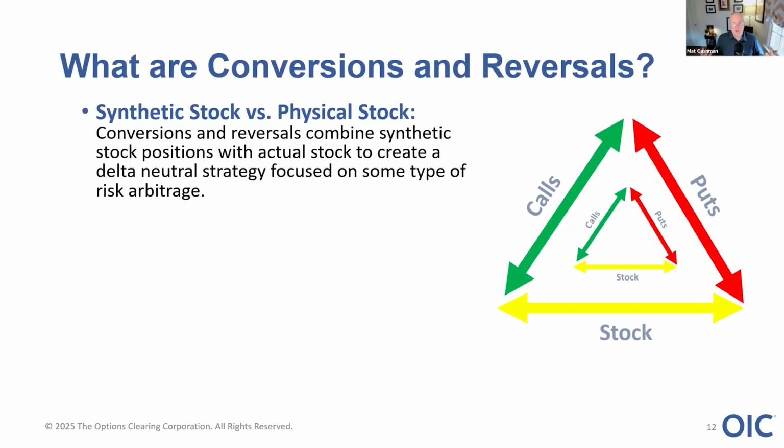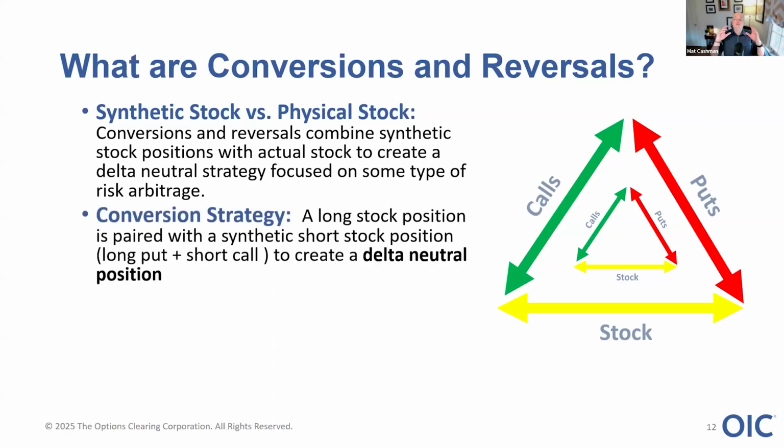Now, most of the time when you're dealing with equity options, 100 shares of synthetic stock would be created by having one call and one put on the same strike, because each one of those options is an option to exercise or be assigned on 100 shares of stock. So that's why they are created one for one most of the time, because that's how you create it in a delta neutral way. The conversion strategy specifically is the long actual stock position paired with synthetic short stock.